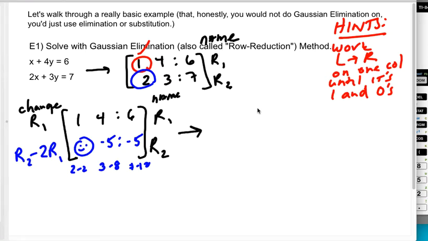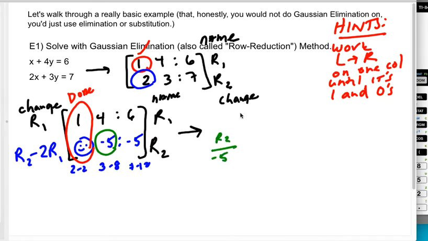When I make my next change, I'm going to list what I'm changing. So my column 1 is now done. This column officially at this moment, yay, it's done, okay? So now the next thing I'm going to work on is getting this thing to be a 1. The easiest way to do that is to take my row 2 and divide it by negative 5, because everything in row 2 is a multiple of negative 5.